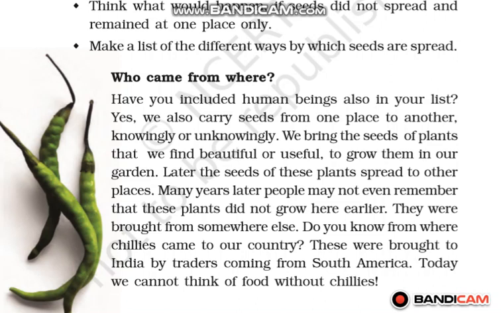Knowingly or unknowingly, we bring the seeds of plants that we find beautiful or useful to grow them in our garden. Sometimes we buy seeds. We bring seeds from other places that we feel are beautiful and useful. We take them with us to our garden. So later the seeds of these plants spread to other places also. Many years later, people may not even remember that these plants did not grow here earlier. They were bought from somewhere else.